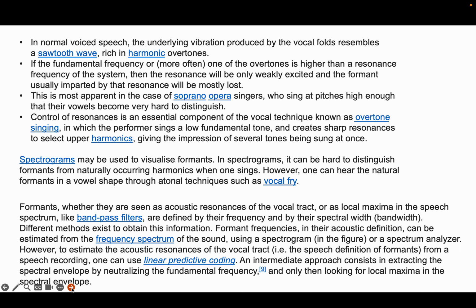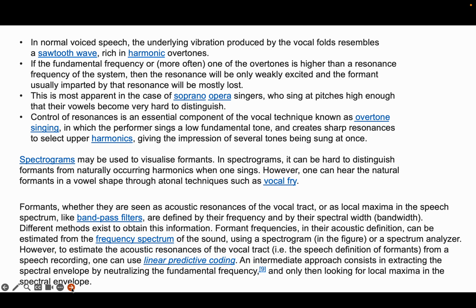You can use a spectrogram to visualize formants. And in spectrograms, as you know, it can be hard to distinguish between the formants and the naturally occurring harmonics, particularly in singing. But you can usually hear the natural formants in a vowel shape through these atonal techniques that are called vocal fry. We won't really talk much about this. Whether they're seen as acoustic resonances of the vocal tract or as local maxima in the speech spectrum like bandpass filters, they're defined by their frequency and by their spectral width. So different methods exist to obtain this information.